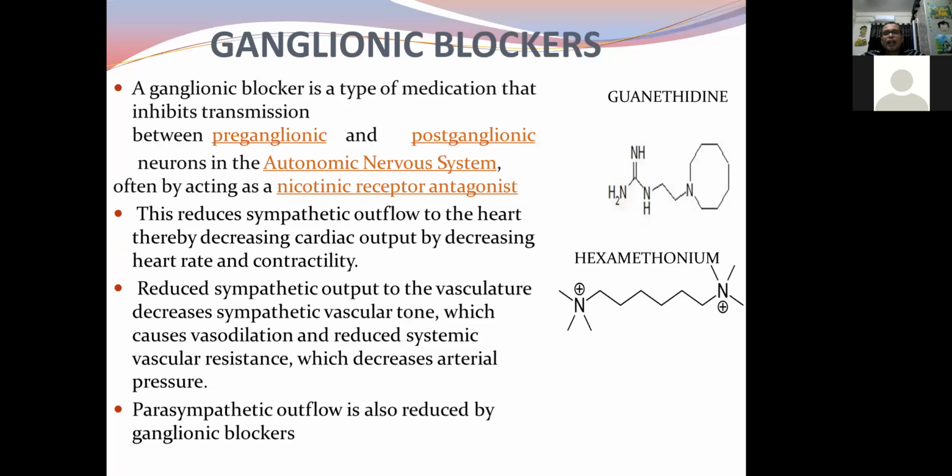The next class of drugs are ganglionic blockers. A ganglionic blocker is a type of medicine that inhibits the transmission between your preganglionic and postganglionic neurons in your autonomic nervous system. They prevent the transfer of the neurotransmitter between your preganglionic and postganglionic neurons by acting as a nicotinic receptor antagonist. They act on the nicotinic receptors which are present in your ganglia.